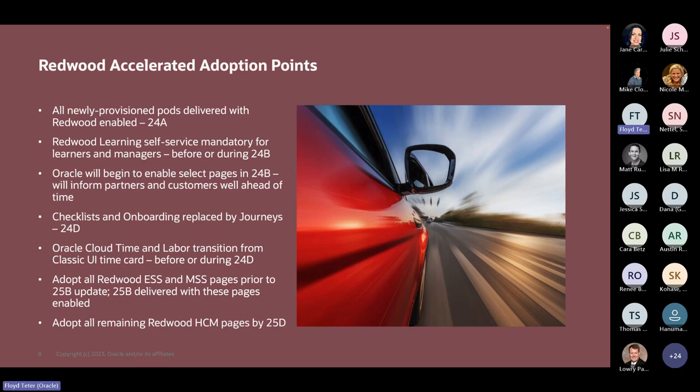We're already starting to deliver select pages with Redwood enabled automatically. My Spotlight's a good example. In 24B, it comes enabled. Person types came enabled. They're already there.